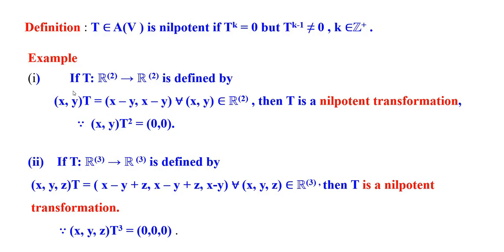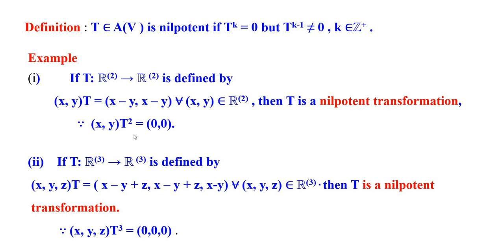So, as one of the examples, we have T from R2 to R2, the collection of all ordered pairs with entries from the real numbers, defined by: any element here is an ordered pair, so let T take this element to x minus y in this ordered pair. If we have such a mapping, then this is definitely a linear transformation, and that is not checked here. It is a linear transformation. Then this is a nilpotent transformation.